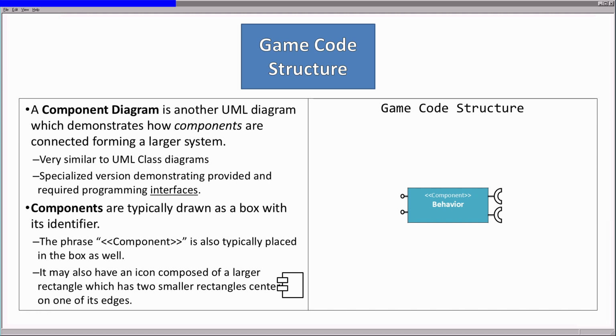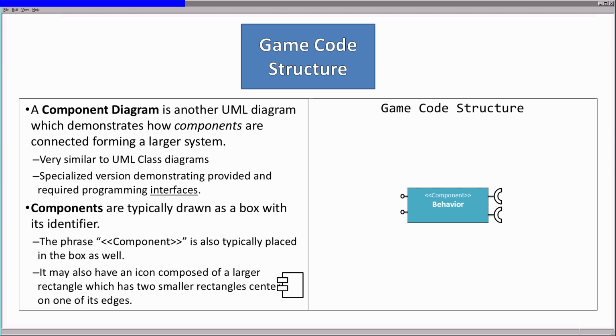When we are designing games, it may be useful to draw out the concepts so that ourselves and especially others may understand how to create the game. In software engineering, we are aware of the Unified Modeling Language or UML diagrams which help us design software. A component diagram is another UML diagram which demonstrates how components are connected, forming a larger system. It is very similar to a UML class diagram. It's a specialized version demonstrating the provided and required programming interfaces.